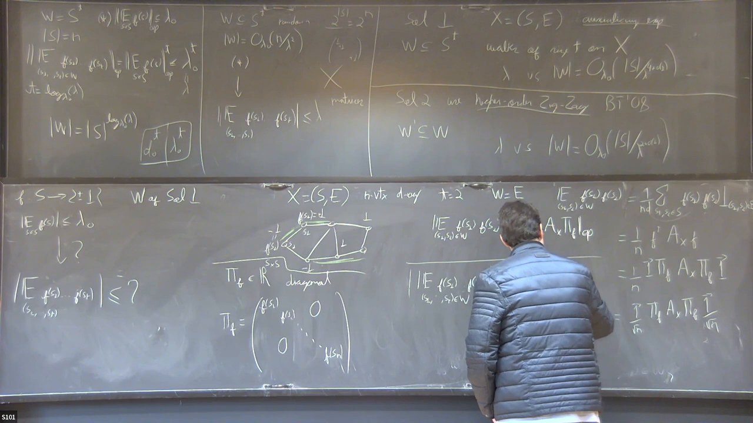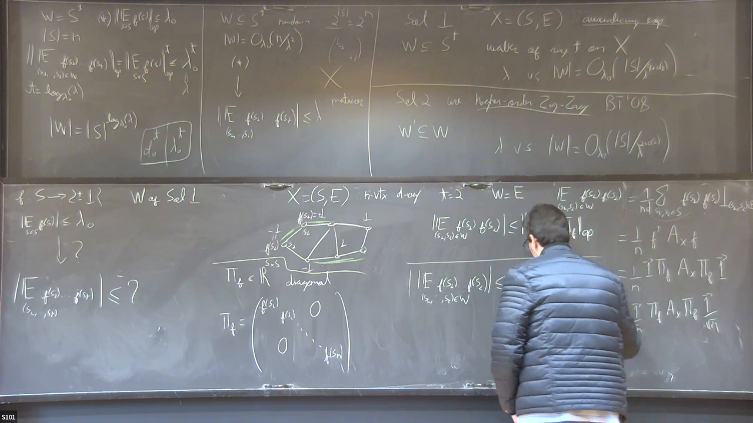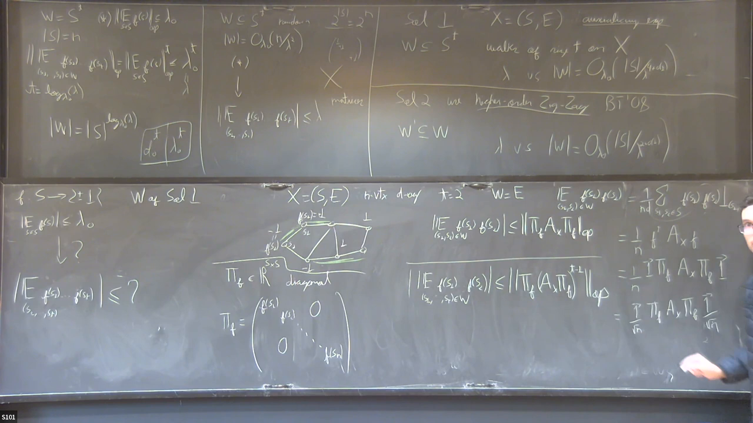D minus one, this property. D minus one operator norm. So when you generalize to two walks of size D, you get an expression like this. An easy exercise to do.